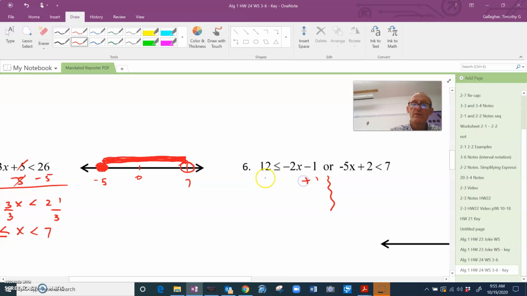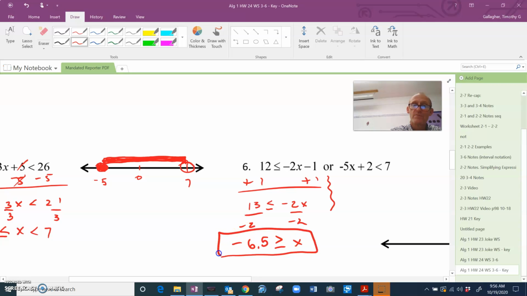So we're going to add 1. And we get 13 here, less than or equal to -2x, divided by -2. So -6.5 is what we get here, but we have to reverse this because we divided by a negative, greater than or equal to x. Right? Or, we're going to solve this one now. I'm going to subtract the 2.